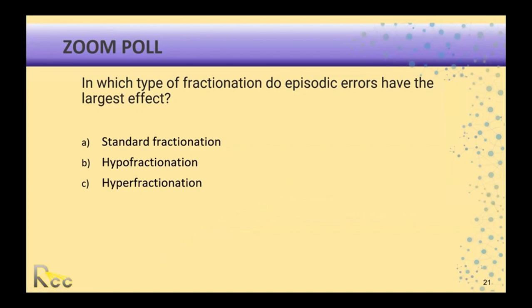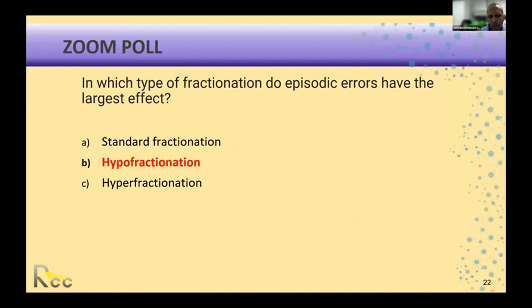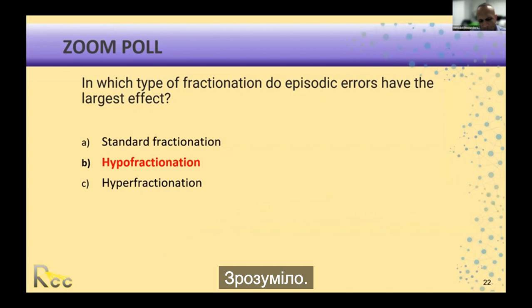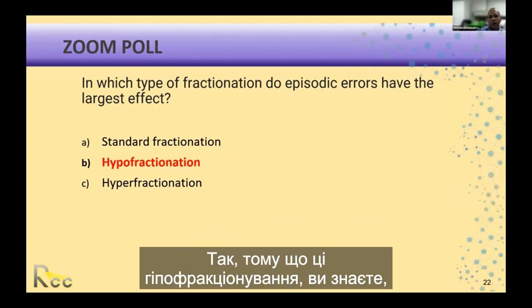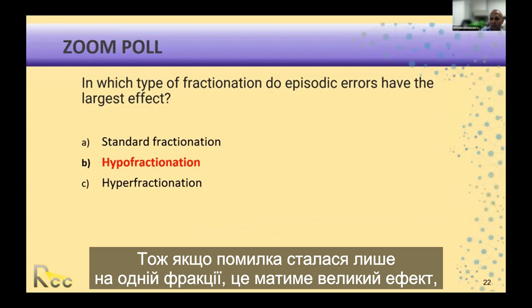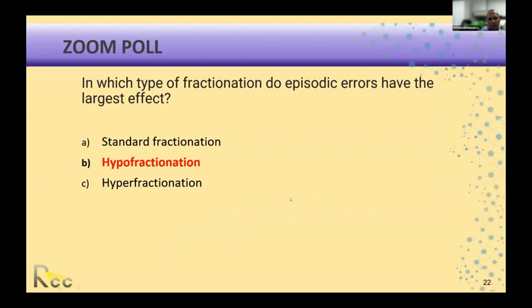Can you explain to me why it is hypofractionation? Because the dose per fraction is high for this one. That's it. Thank you, that's great. Yeah, because in hypofractionation you're giving a high dose. So if that error happened on only one fraction, it'll have a much bigger effect, much more side effect, in hypofractionation.